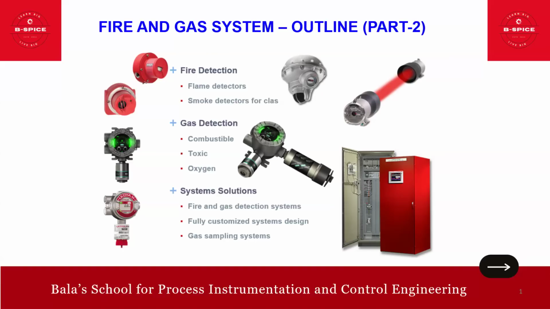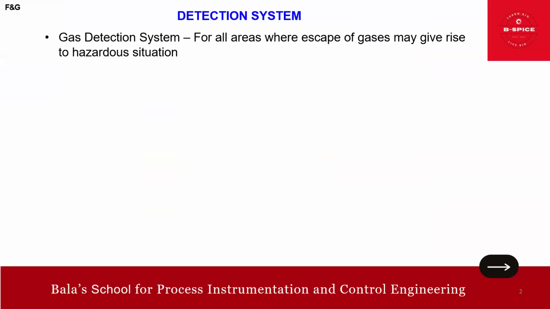In part 2, we'll focus on these aspects. First and foremost, the catalytic gas detector, for flammable gas. Catalytic gas detectors are based upon the principle that when gas oxidizes, it produces heat. Very simple. When the gas oxidizes, it produces heat.